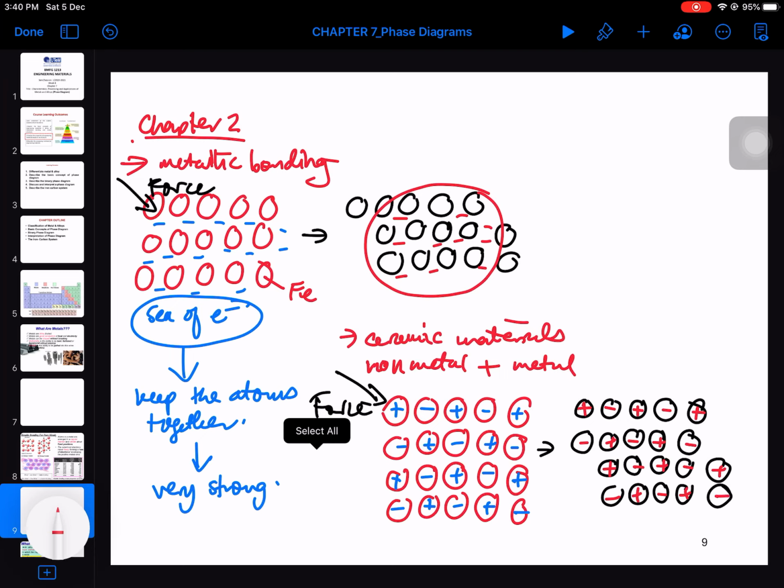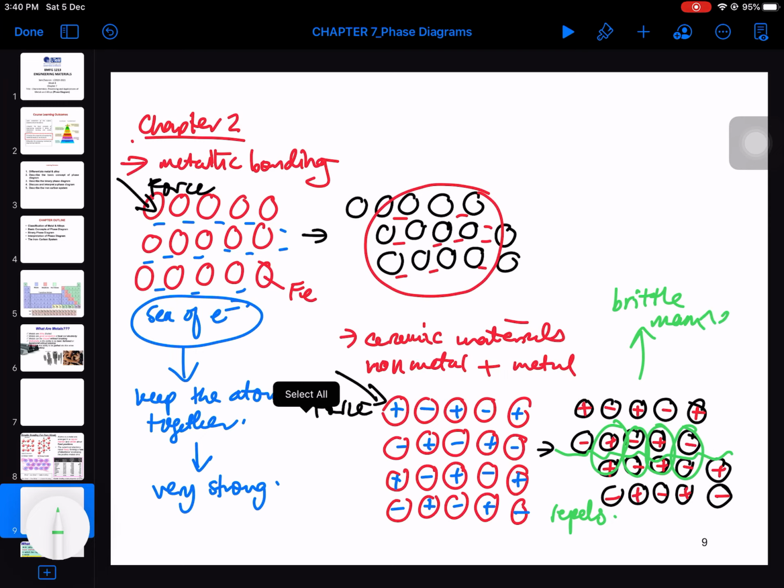As you can see here now, we have the same charges of ions sitting next to each other, and we know the same charge will repel. If the repulsion occurs at a few planes within the crystal structure, it will repel instantaneously, and this will cause the ceramic material to break in a brittle manner, as opposed to the metallic bonding just now.